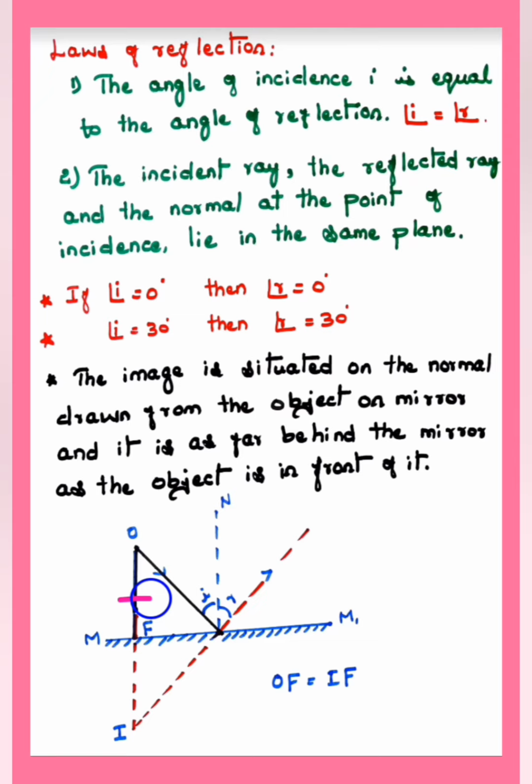If the object is placed in front of the mirror at, let us take, 6 centimeter, then behind the mirror also, at 6 centimeter, the image will be formed. Okay.